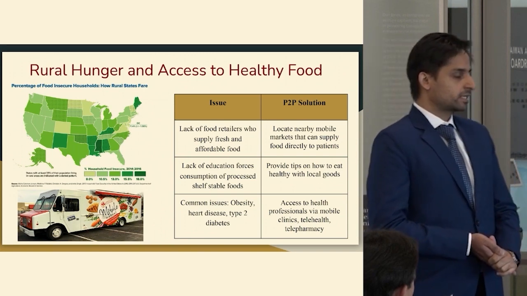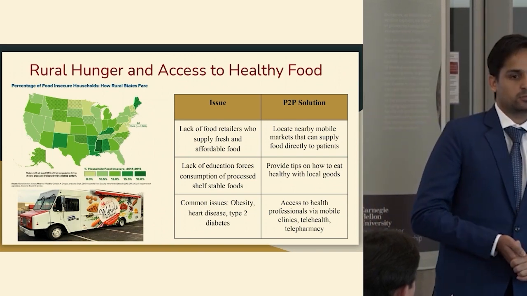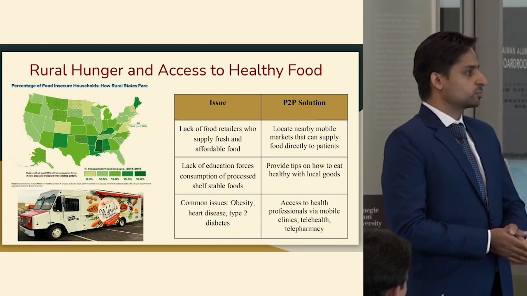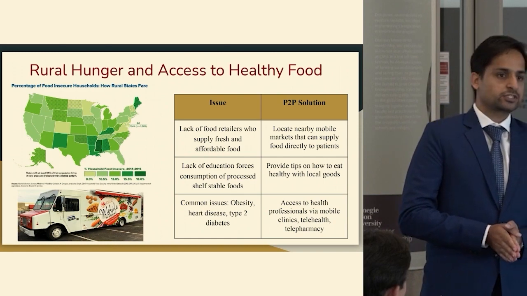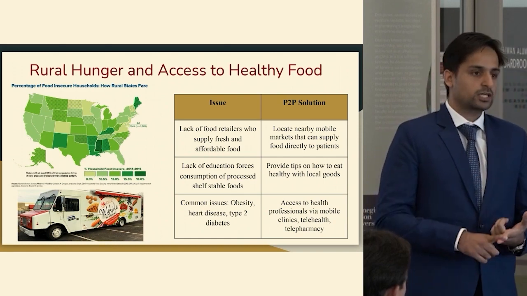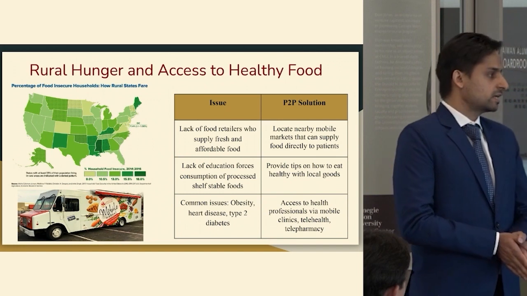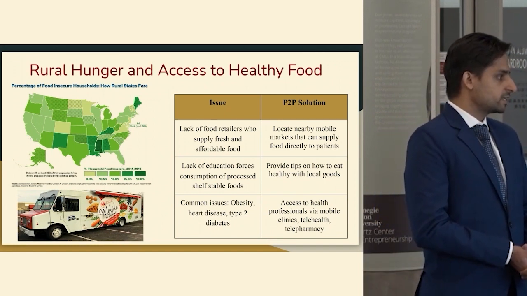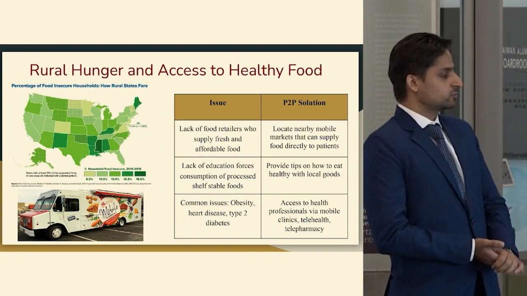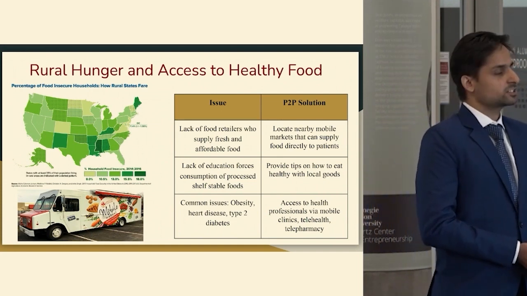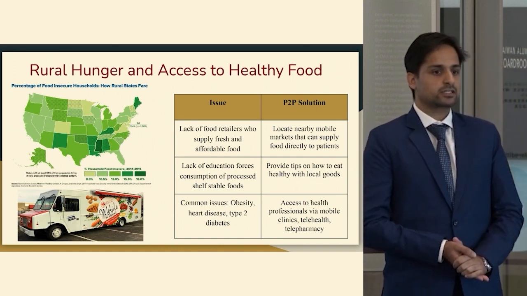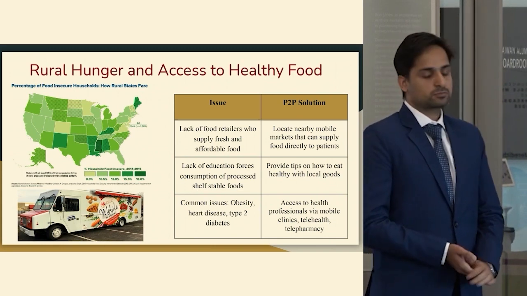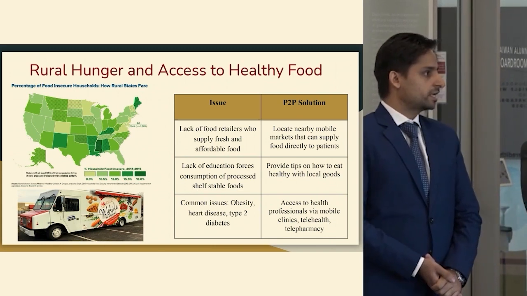How P2P can help here is by connecting those people with nearby mobile markets, and by also providing tips about proper nutrition, which could be curated for local as well as seasonal advice. And these are some of the major conditions that prevail in rural areas. So P2P could help connect patients with these conditions with nutritionists so that they can have a customized diet plan curated just for them. So now Sharon will talk more about complexities with Medicare.